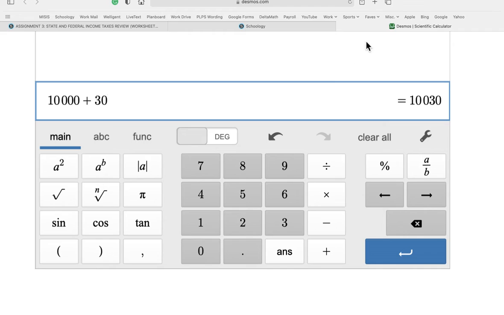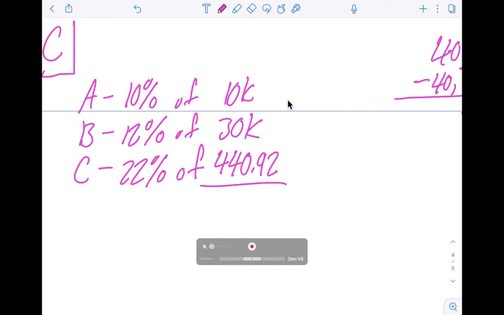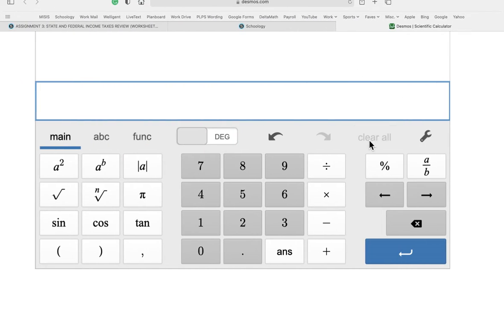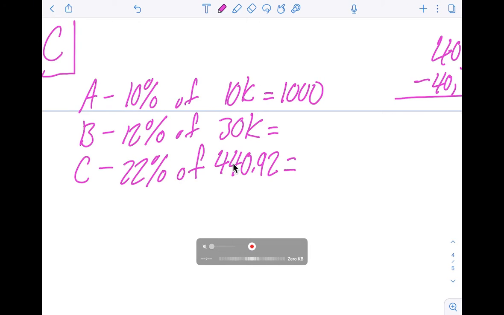Oh, no. What am I doing? I need to find the percents first. Oh, man. All right. 10% of 10,000. I'm sure you guys were thinking, what is Mr. doing? 10% of 10,000 is 1,000. Okay. Enter. So that's 1,000.